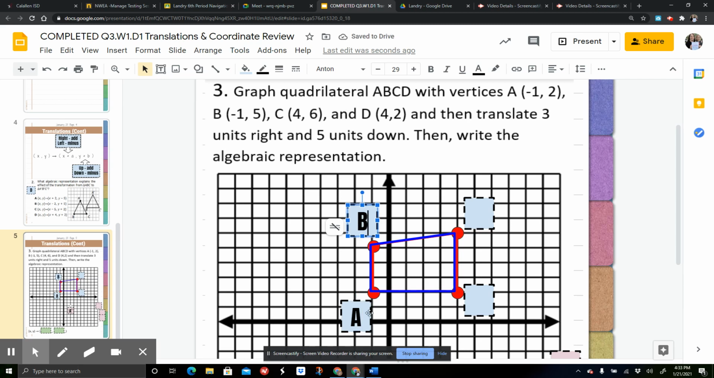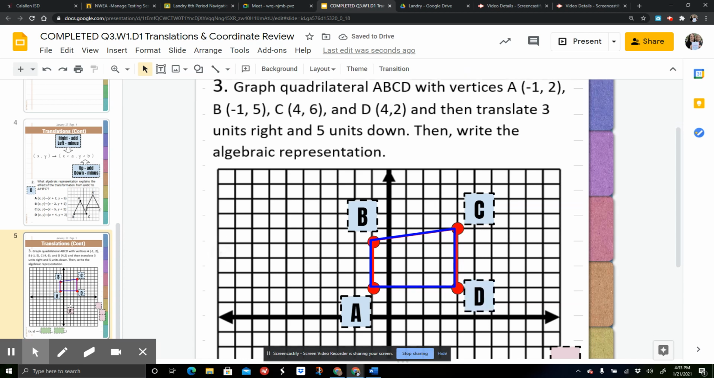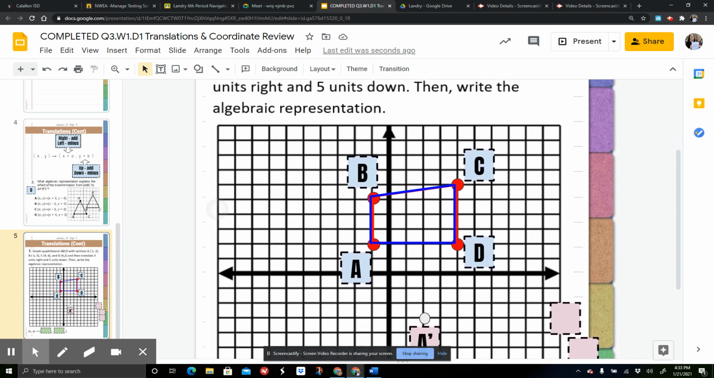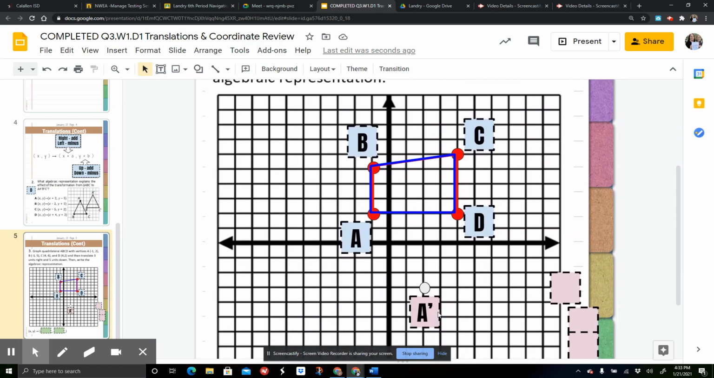C is at 4, 6. 1, 2, 3, 4. 1, 2, 3, 4, 5, 6 is here, so that's C. And D is at 4, 2, which is this last point. It says, and then translate 3 units to the right and 5 units down and write the algebraic representation.